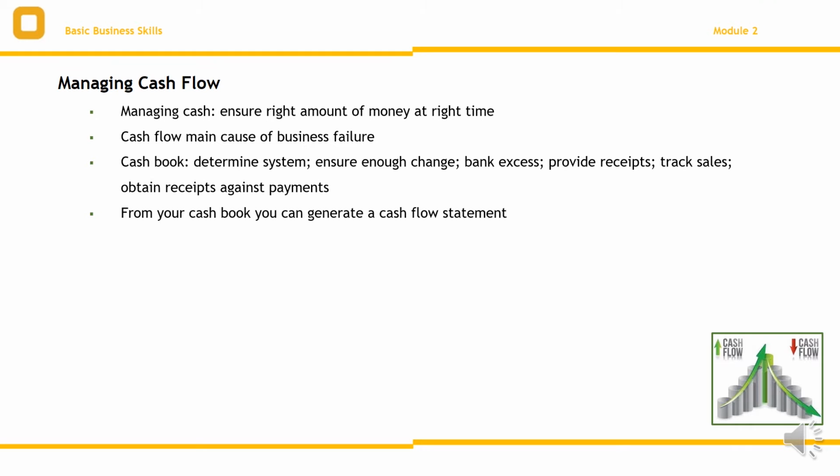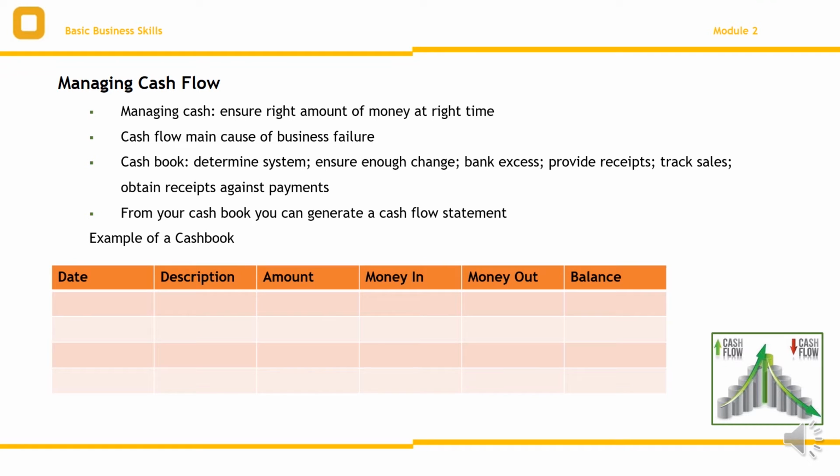From your cash book, you can then generate what we call a cash flow statement. You would prepare your cash flow statement at the end of the month, and your cash flow statement is going to assist you to monitor how your business is performing. It's also going to assist you in terms of how you can better manage your cash within the business. So this is an example of a cash book.